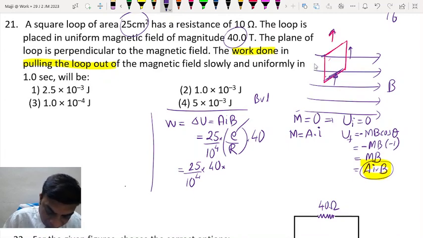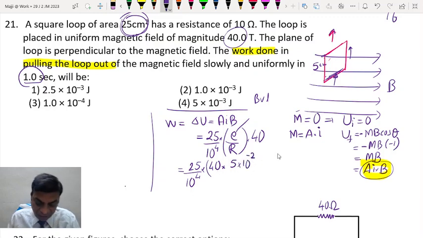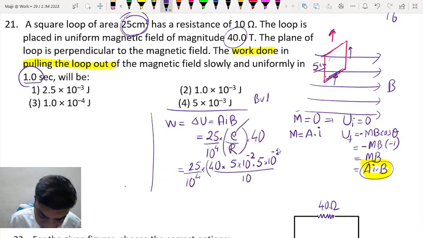V is speed. Speed will be how much? Distance. So length of each side is 5 cm, because area is 25 cm square. Square root of 25 is 5 cm, and it is being pulled in 1 second. So V is 5 centimeters per second, that is 5 into 10 power minus 2 meters per second, and L is again 5 centimeters. So 5 BVL upon resistance. Resistance is 10 ohm multiplied by 40.